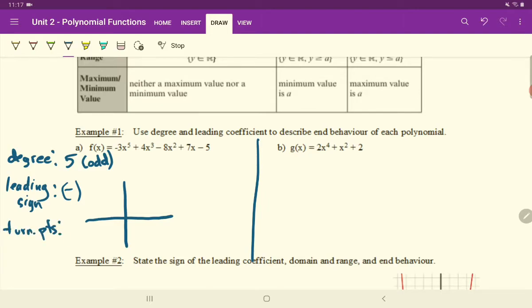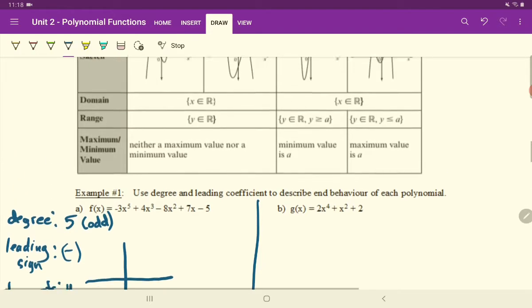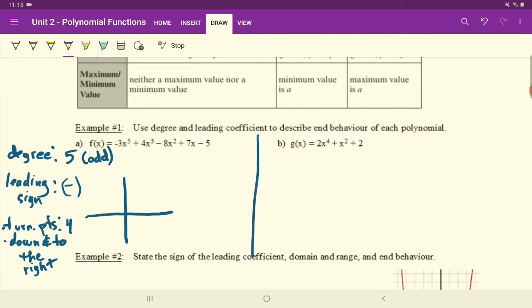How many turning points will I have for a degree of 5? 4. It's always 1 less than the degree. And since my leading sign is negative, my curve is going to be going down and to the right. So these are all just little points that I'm making, down and to the right. And then later on, we will summarize what you're looking for. But this is going above and beyond. I can just use the table and line things up with what would happen with the end behaviors.